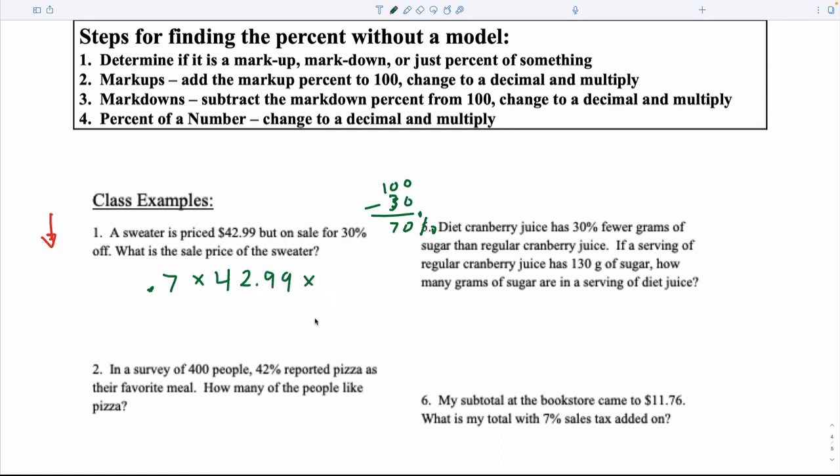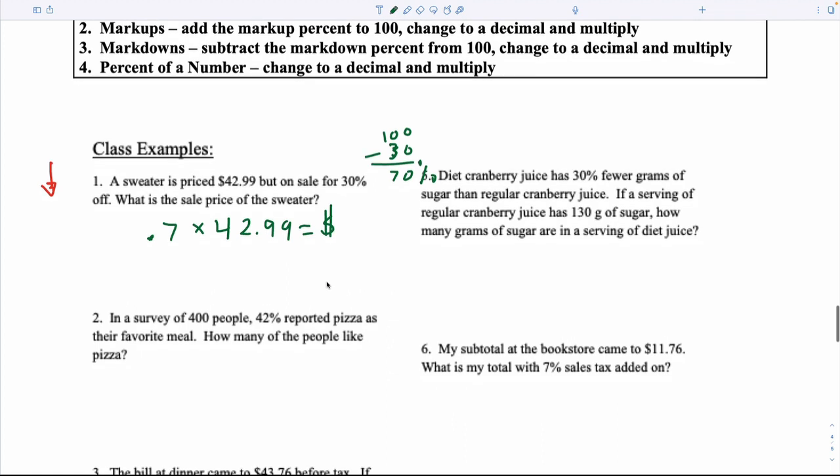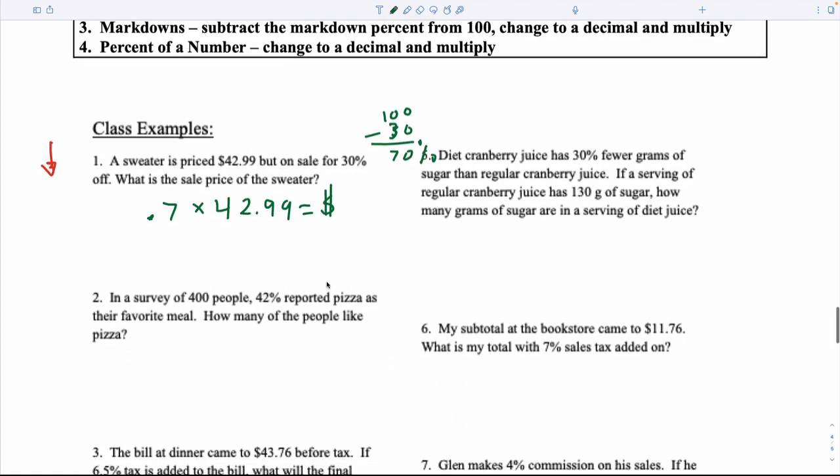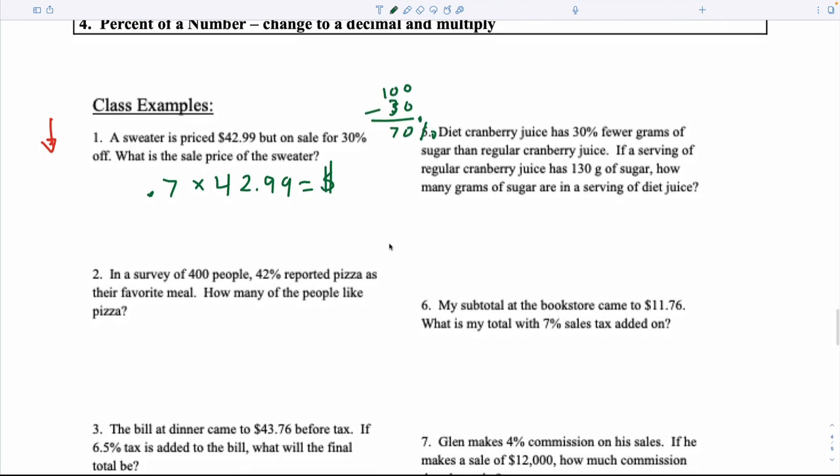I want to make sure that you finish this one off. When you multiply 0.7 by 42.99, you're going to get an answer and put a dollar amount for that answer. Plug it in right now and raise your hands. 0.7 times 42.99 is what, Daniel? And I'm going to round to the nearest hundredths place. That's my answer.